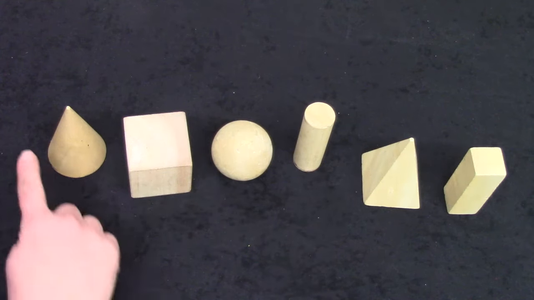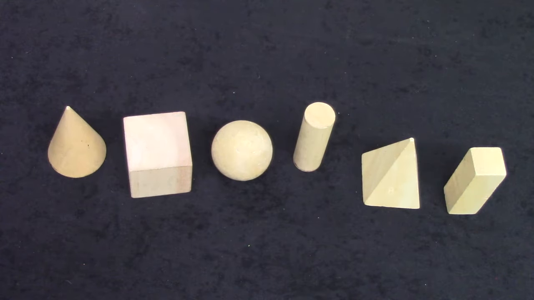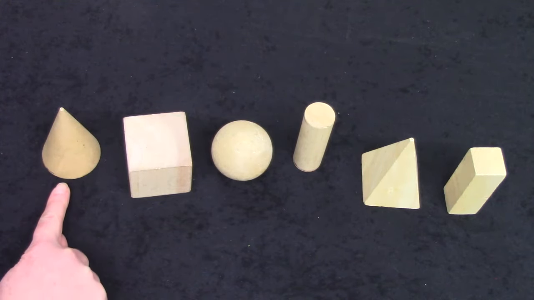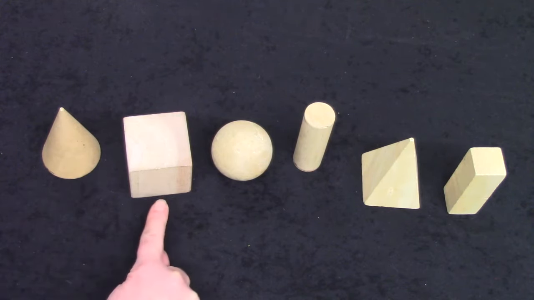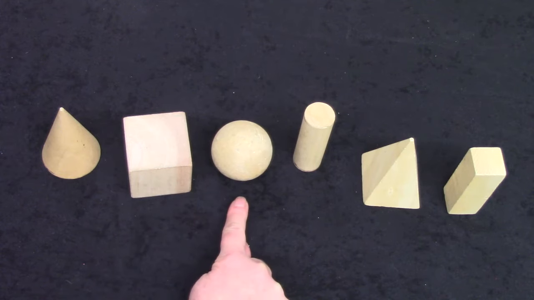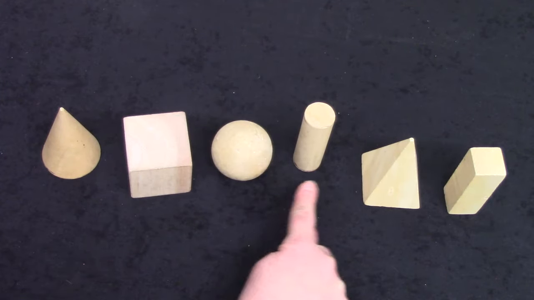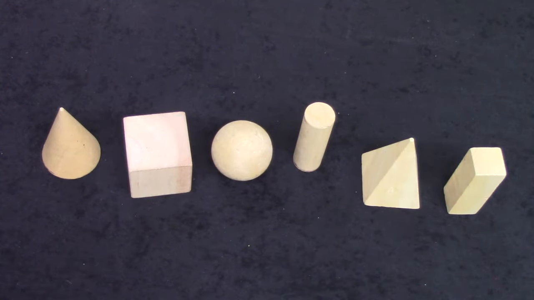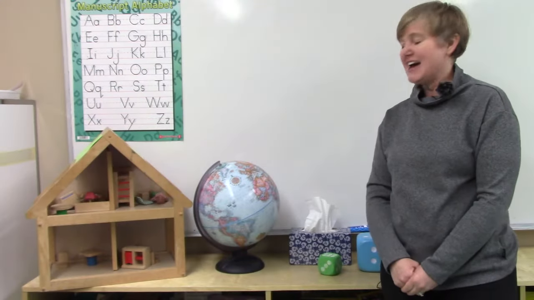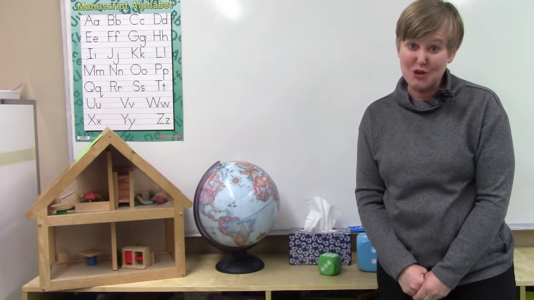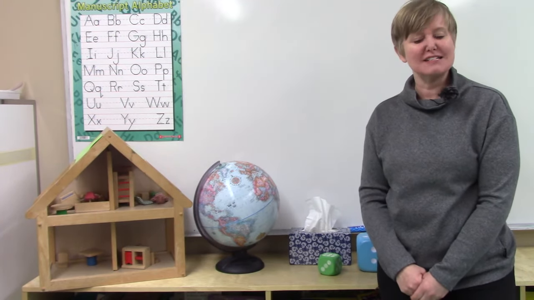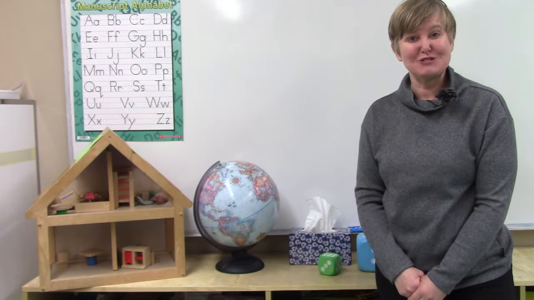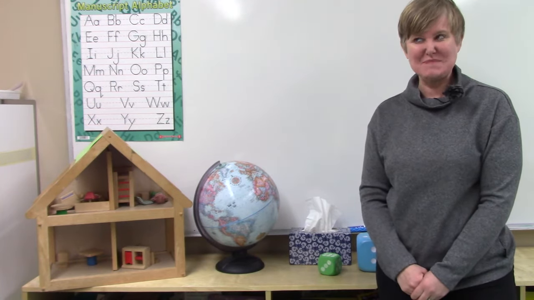I'd like for you to take some time playing with your geometric solids today and practice using their names. Say them with me. Cone, cube, sphere, cylinder, pyramid, and rectangular solid. Class, today I would love for you to go around your house and find some real objects that are the same shape as the geometric solids that we learned today.